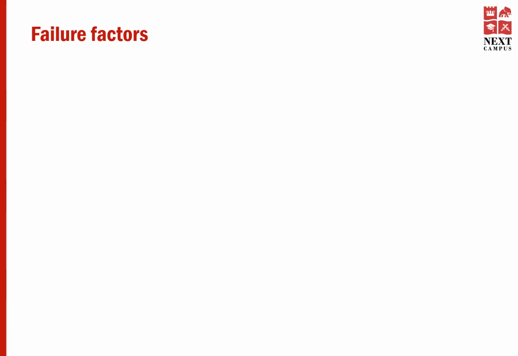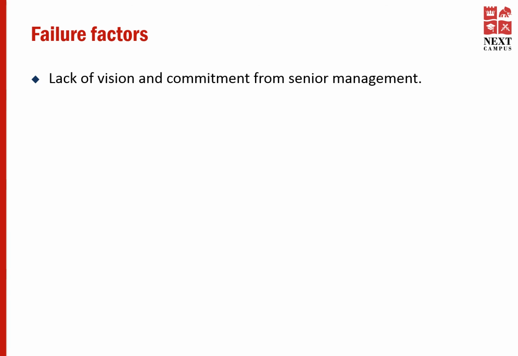Now let's have a look at why change implementations are failing. There can be many reasons. Out of these reasons, one of the key reasons why these change implementations may fail is lack of vision and commitment from the senior management. It's absolutely critical that senior management define a vision and communicate that to the project teams prior to implementing a change. Also, some level of commitment needs to be present from senior management.